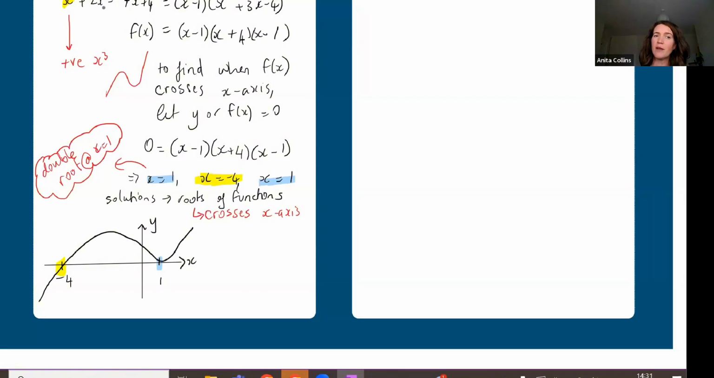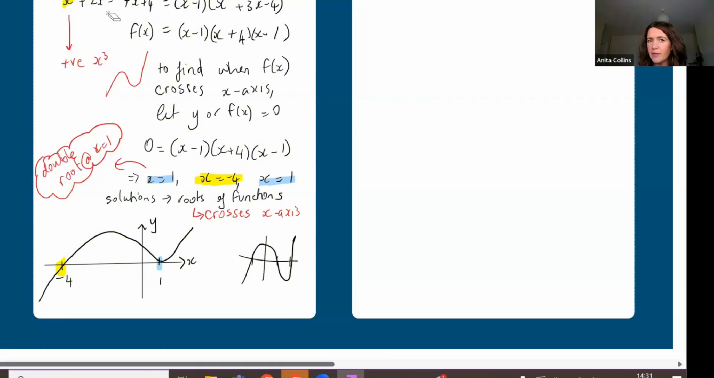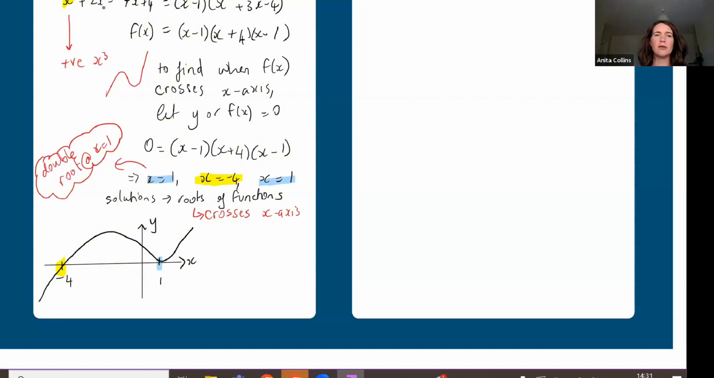Now, if you had 3 different numbers here, so if, for example, it was here, here, and here, were your 3 solutions, it would go up to the first and then down and then back up again. All right. But because we've got a double root here, you've got this situation where it kind of hops off 1 and goes off again.